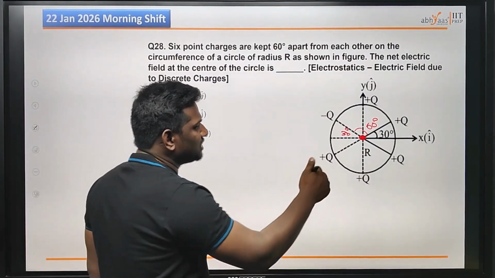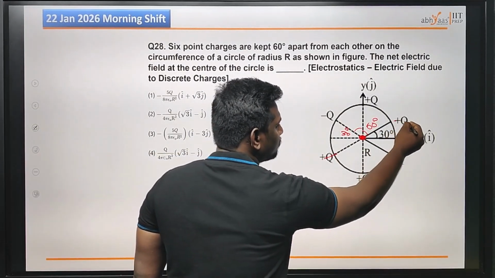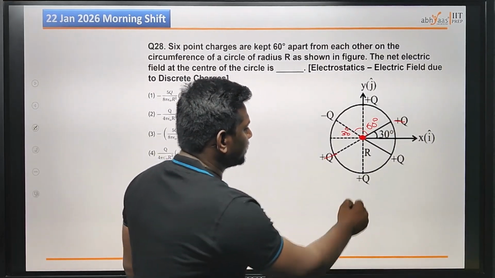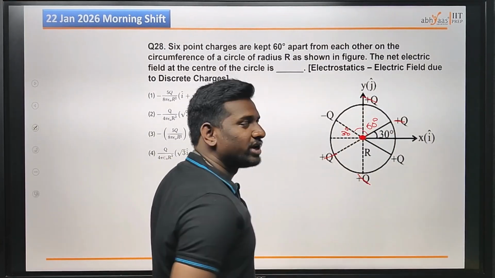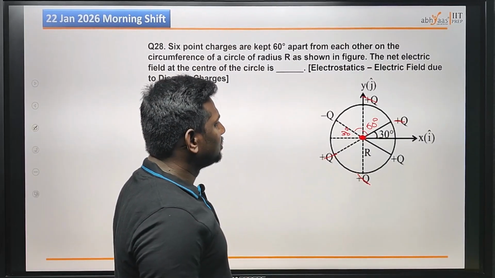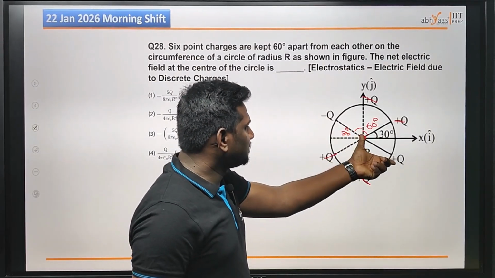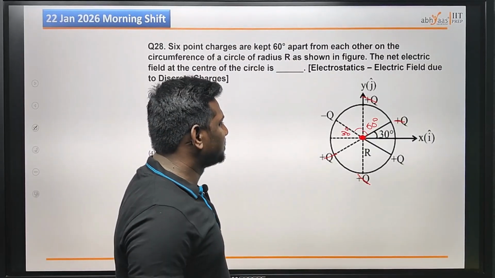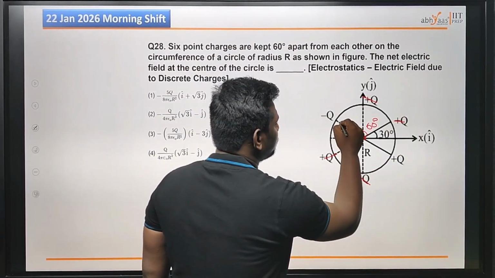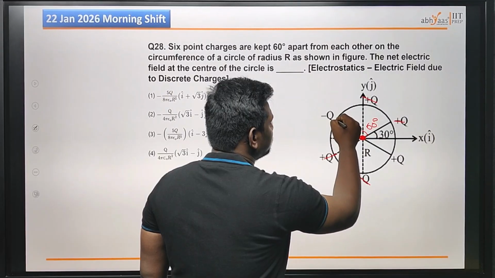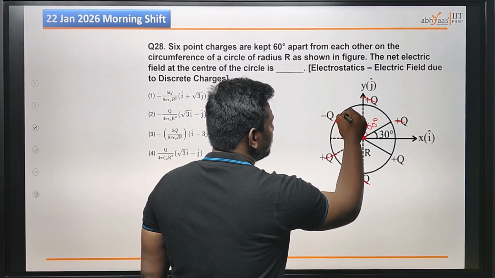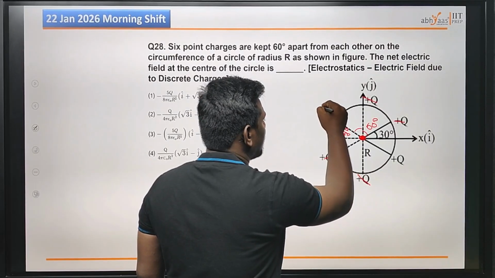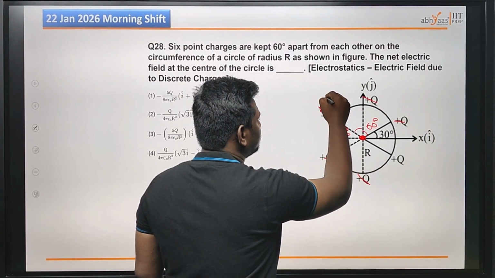If you observe these plus Q and plus Q, you won't get any net charge. Plus Q and plus Q, you won't get any net charge. Observe these two charges, minus Q and plus Q, you will get a net charge. By this plus Q, you will get a net charge E. By this minus Q, you will get another net charge E.